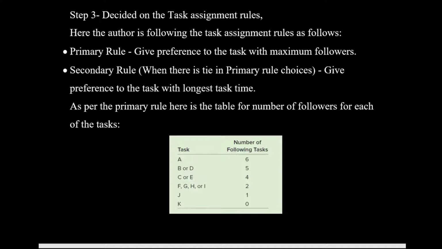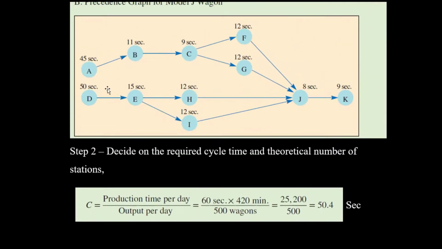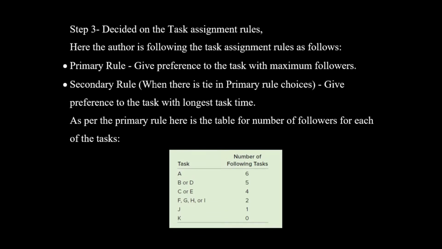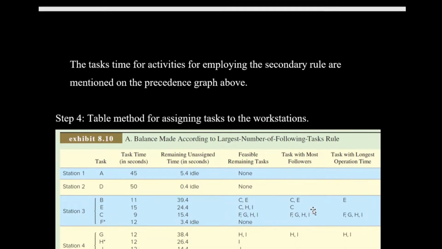So based on this primary rule, if you look at this precedence diagram, say for example A has followers 1, 2, 3, 4, 5 and 6. So A has 6 followers, B has 5 followers, C has 4 followers, D has 1, 2, 3, 4, 5 followers. So like this, for every task the number of followers are first captured so that it helps us in our primary rule allocation. So this is the table.